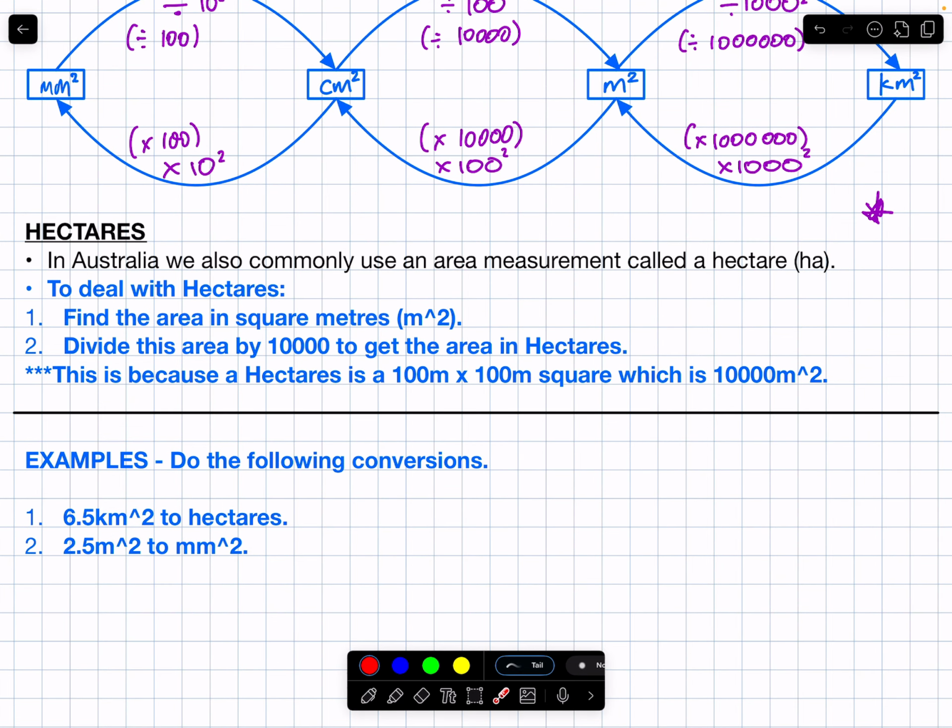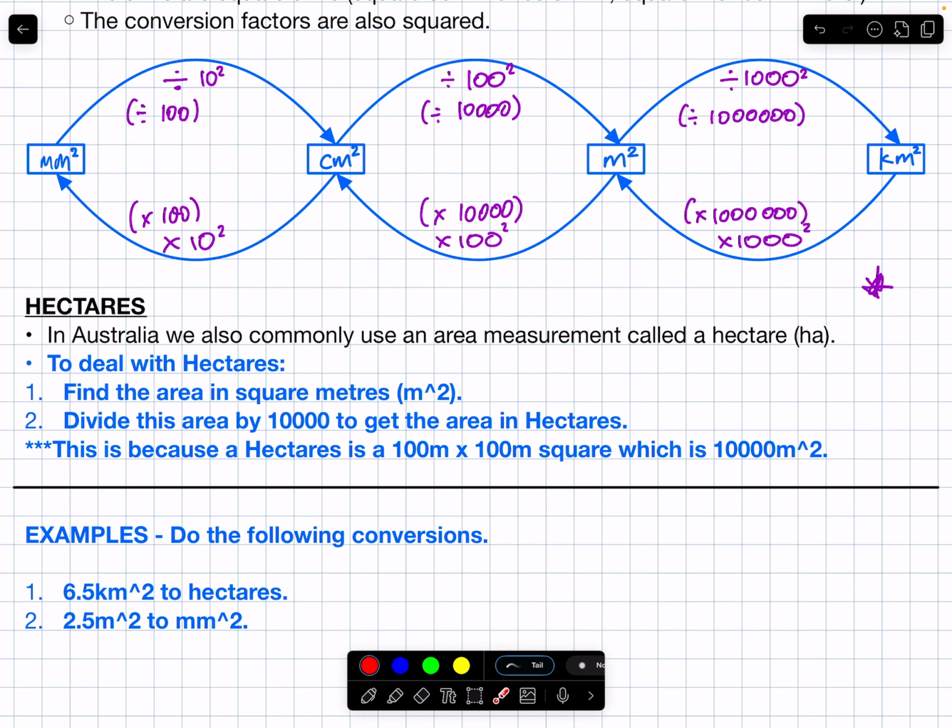Now we discussed in the class about the idea of some imperial units countries talking about acres to measure the area of land, but in Australia, because we use the metric system, we use hectares, which is abbreviated to HA. So how do you deal with hectares? There's a conversion method in your book, which I don't like. It doesn't really step it through.